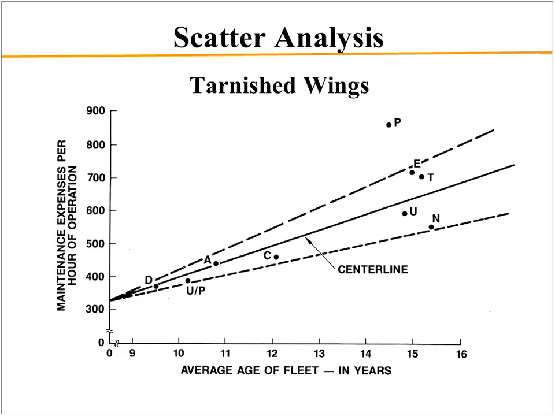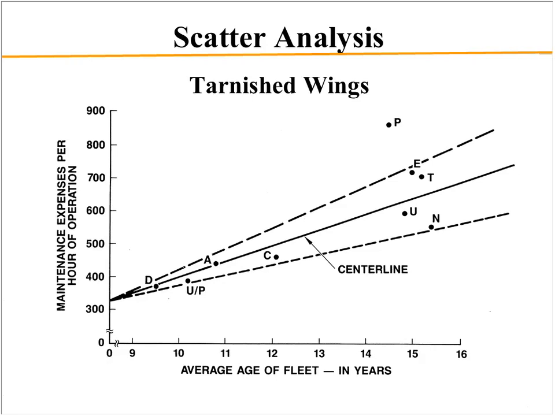So for example, you can see the dot identified as D, which is Delta Airlines. And the average age of their fleet at that time looks like it was about maybe 9.5, maybe 9.25 years in age. And if you look at the vertical axis, it looks like their cost for maintenance expenses per hour of operation is about $360, $370.